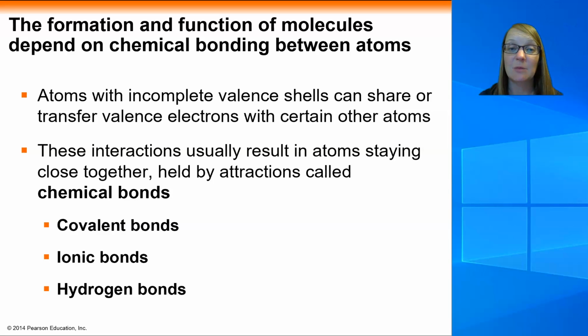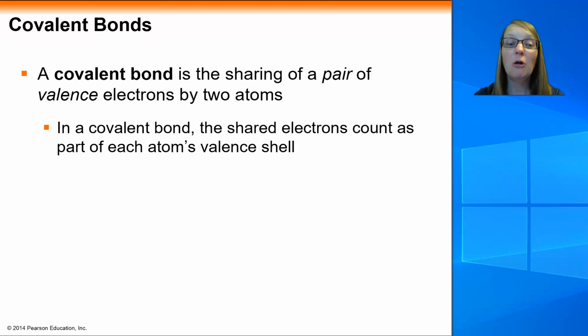There are different kinds of chemical bonds. We're going to talk about three major types: covalent bonds, ionic bonds, and hydrogen bonds. We'll start at the beginning of this list and tackle covalent bonds first. A covalent bond is the sharing of a pair of valence electrons by two atoms. The nice thing about this sharing is that in that covalent bond, the shared electrons count towards completing the valence shell of both of the atoms involved in the bond.